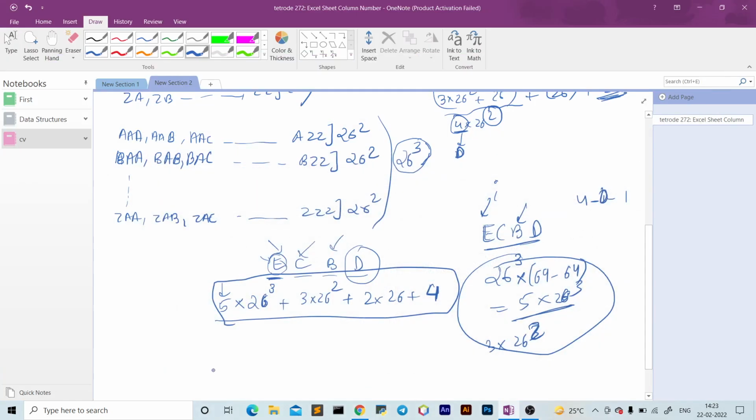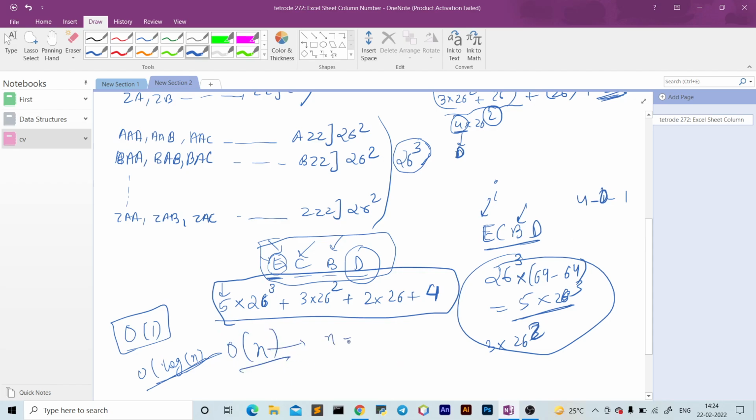And the time complexity of this problem would simply be the length of this string, assuming the power function takes O(1) time. But if it takes, let's say, log n time, then it would be n log n, but for simplicity it would be O of n, where n is the length of the input string, which is the column title.